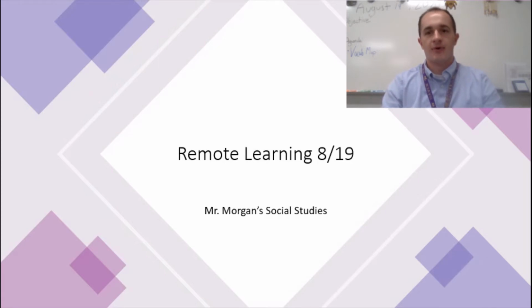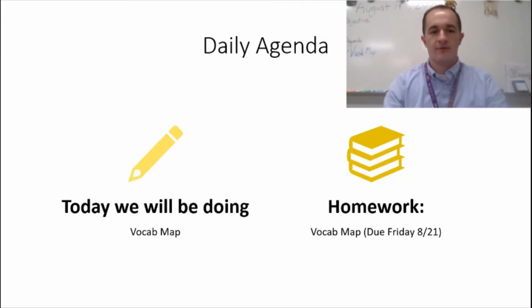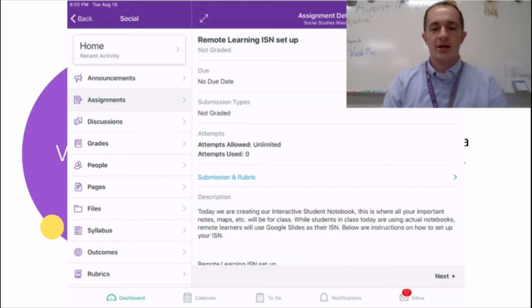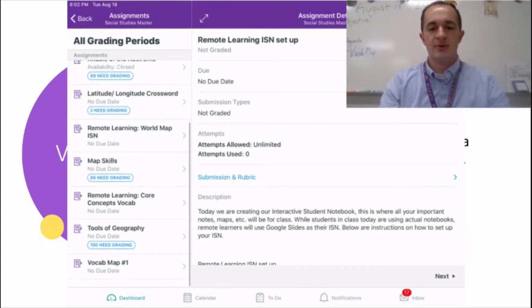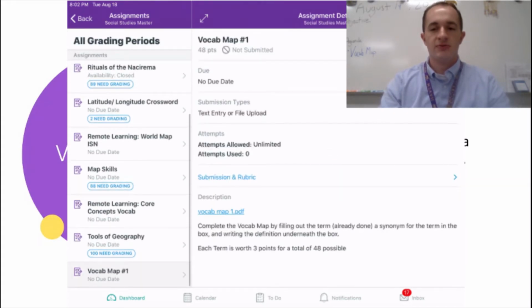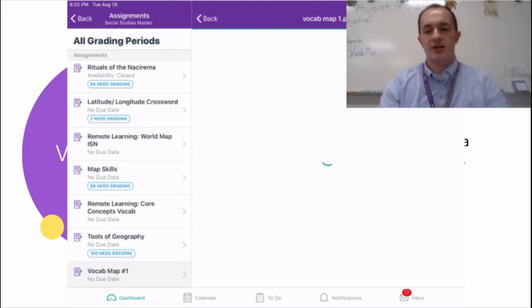Friendly reminder that Friday is our first quiz over the essential vocab and geography that we learned on Thursday and put in our ISNs, as well as have practiced multiple times throughout the last week and a half. Today is the start of our first vocab map, which will be due Friday, 8/21. So go to Canvas, find vocab map 1 in assignments. And then for each vocab word, we need to write down a synonym, definition, and picture.